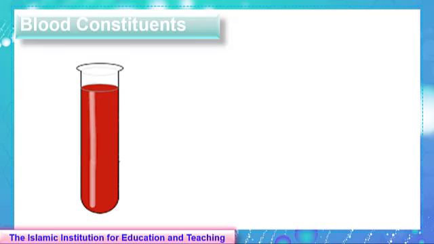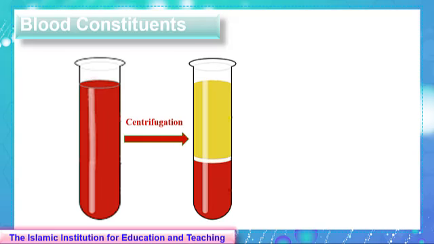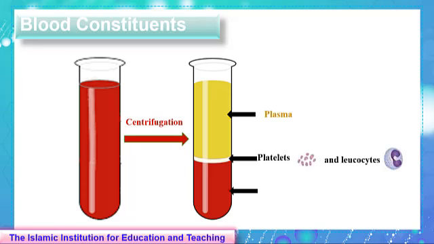Let's recall the constituents of a blood. When the blood is exposed to centrifugation, we get 3 phases: plasma, which is the liquid of the blood, platelets and leukocytes, and at the bottom we find the red blood cells. These red blood cells determine the blood group or the blood types.